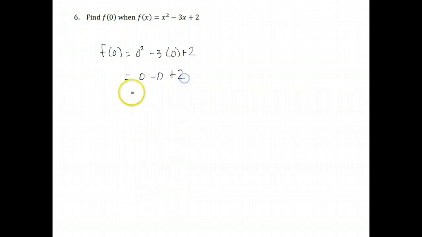So we want to find f of 0 when f of x equals x squared minus 3x plus 2. So this is just a simple substitution. This 0 tells us we're going to substitute a 0 for every x that we see in the function. So 0 squared minus 3 times 0 plus 2. It's going to give us 0 minus 0 plus 2. Final result is 2.